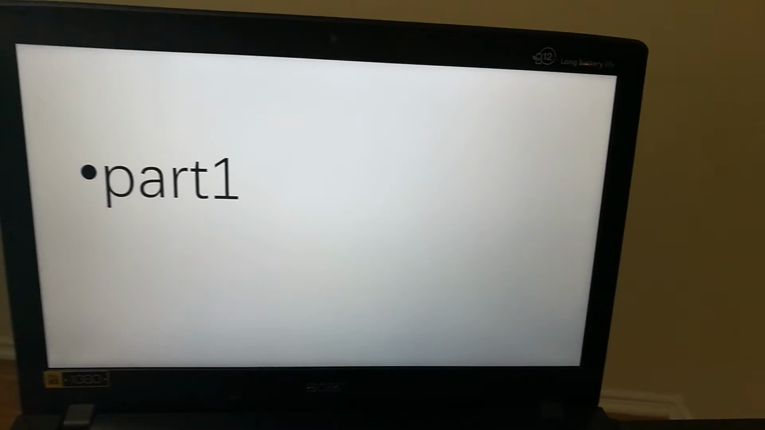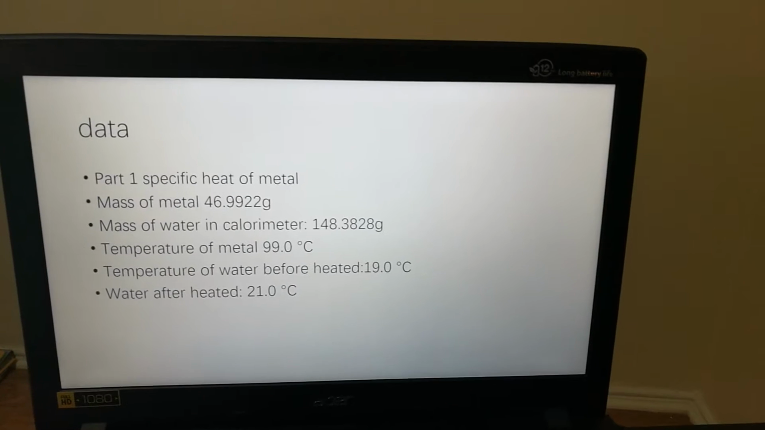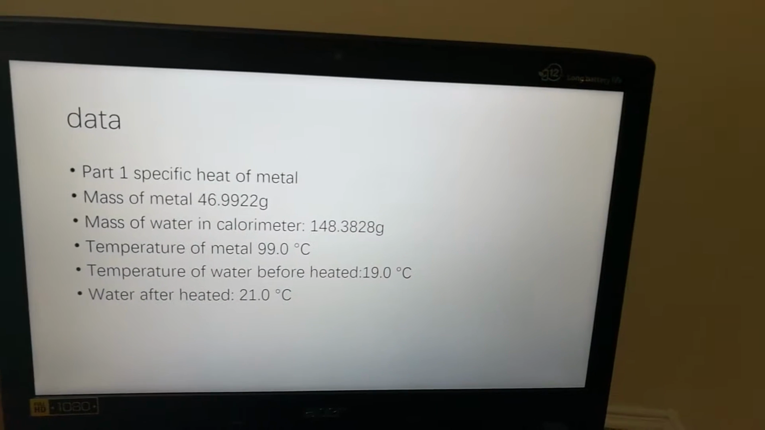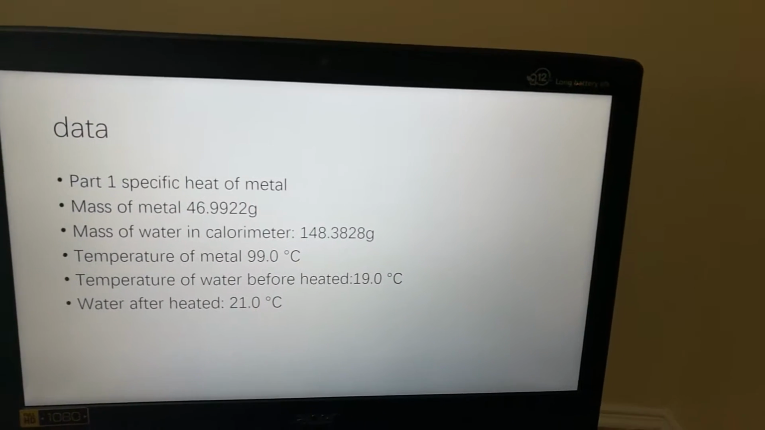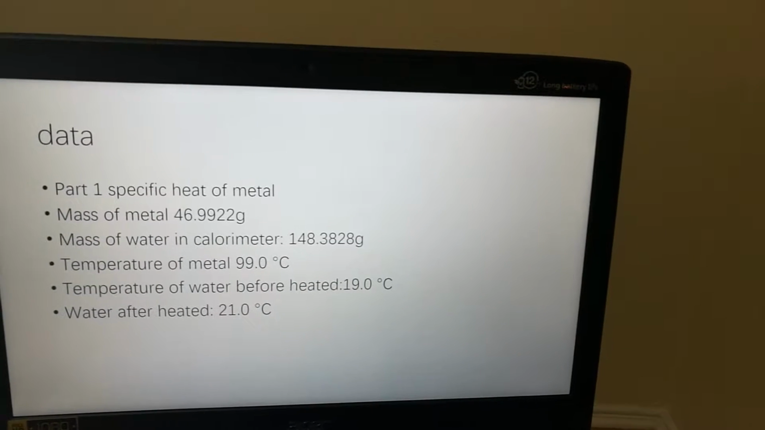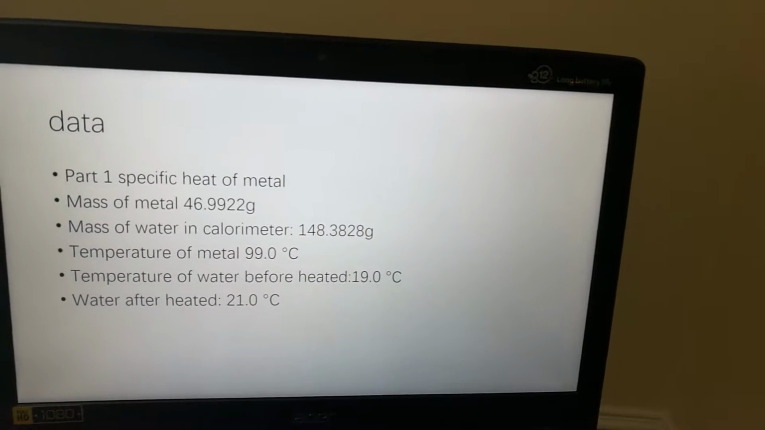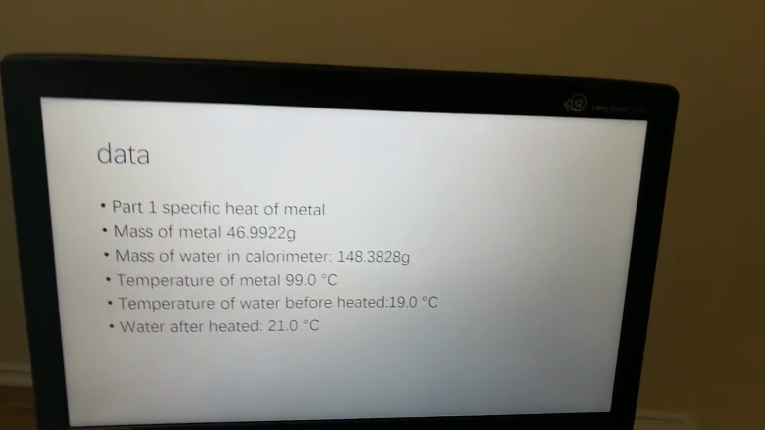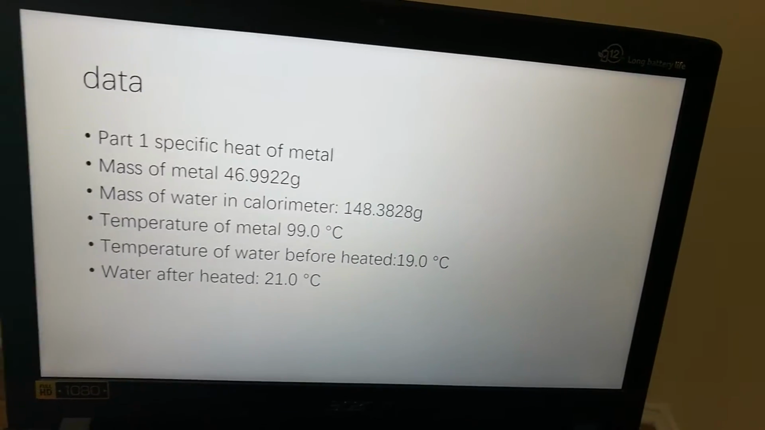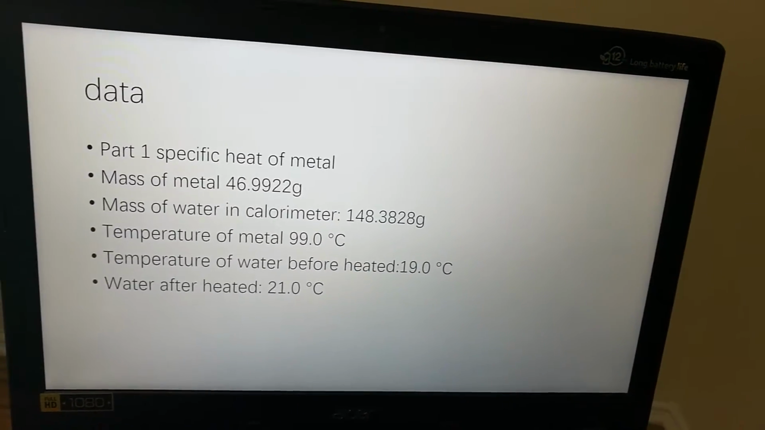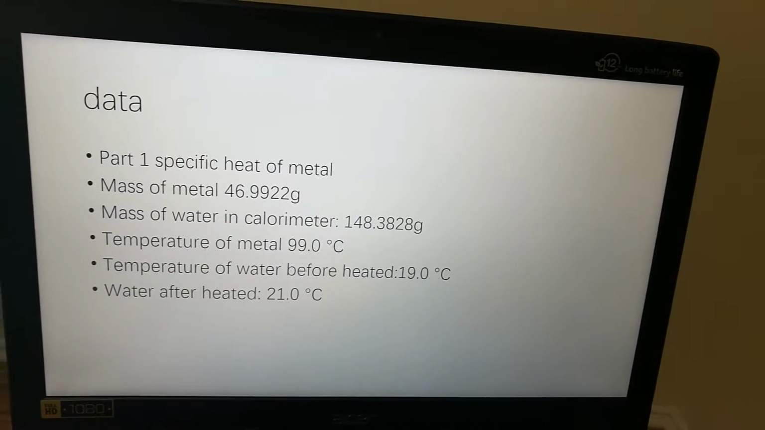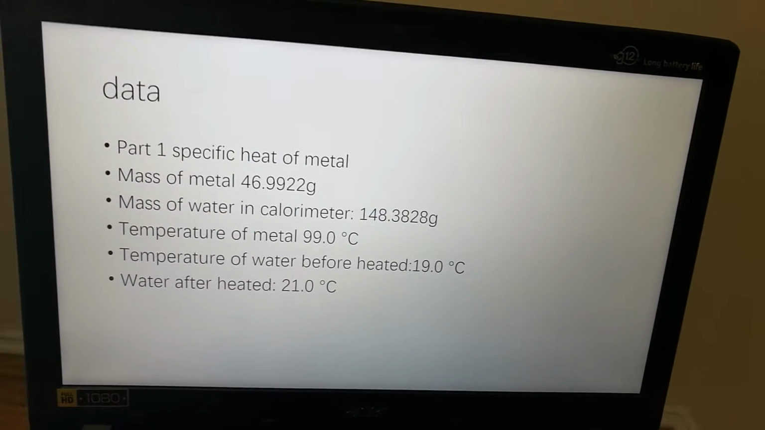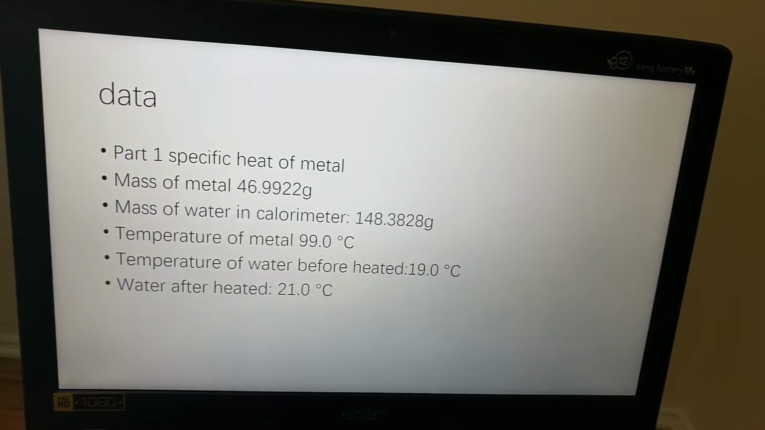Now starts the experiment of part 1. There's the data. Part 1: specific heat of metal, mass of metal, mass of water in calorimeter, temperature of metal, temperature of water before heated, temperature of water after heated. So when we plug those data in the equation, we can get the change of the temperature, which is the temperature of the water after heated minus the temperature of the water before heated.